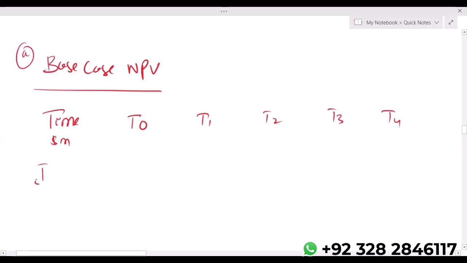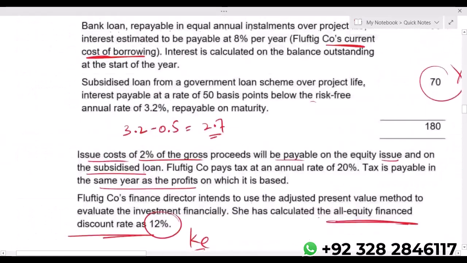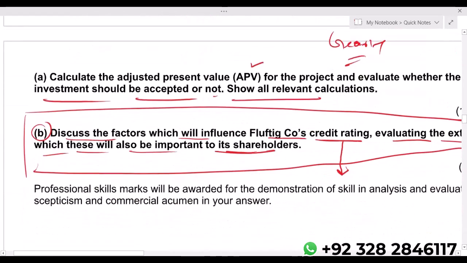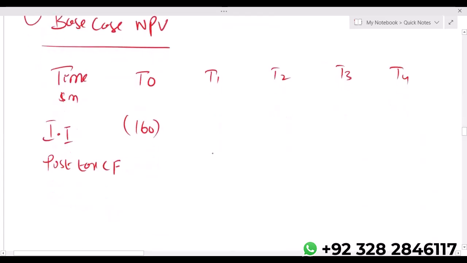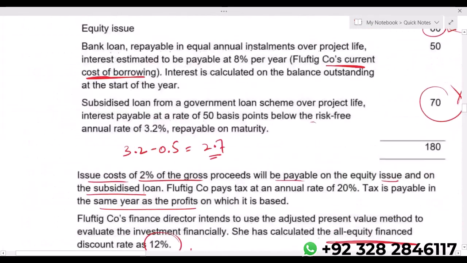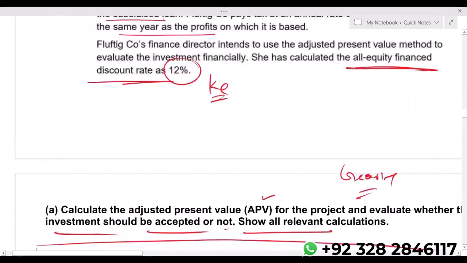Students, initial investment was 160 million, if I'm not wrong. Examiner has given us post-tax cash flows. Let's check. 32.4 million, 52.7, then it was 66.9, 56.4.